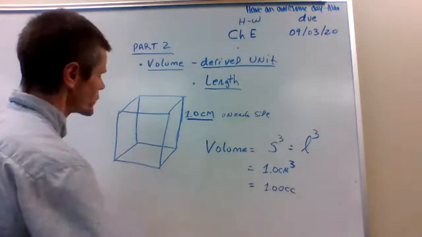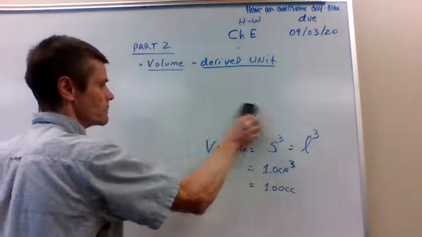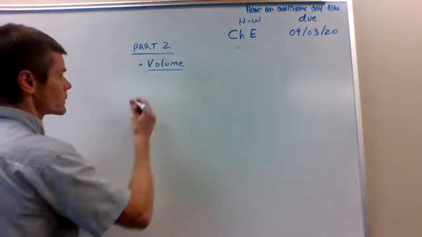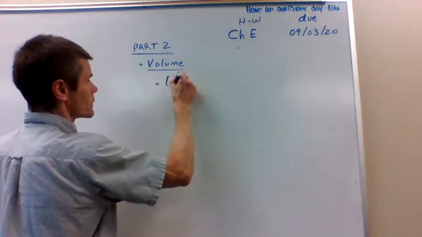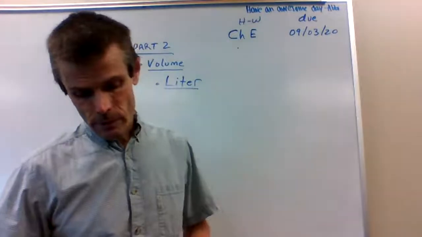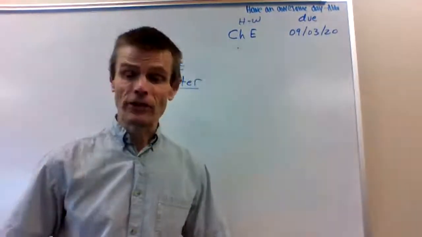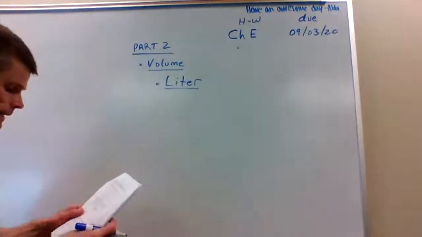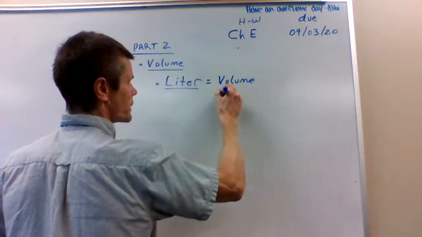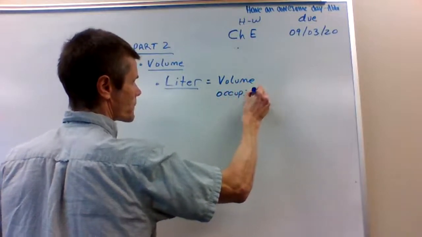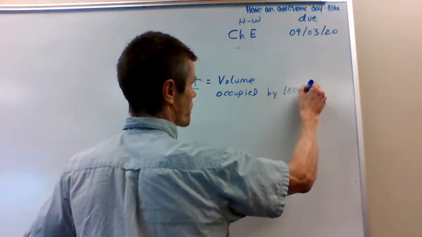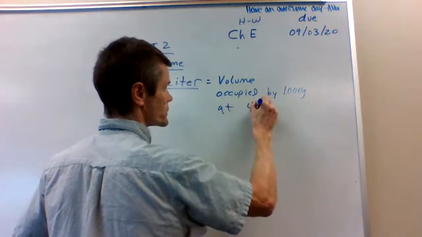Now in the laboratory, another unit of volume that we may use and be familiar with a lot is a liter. And this is used extensively in the metric system. A liter is used a lot in lab, and it has a specific definition to it. A liter is equal to the volume occupied by 1,000 grams of water at precisely 4 degrees Celsius.